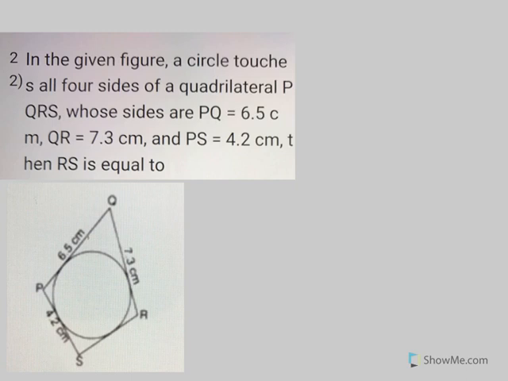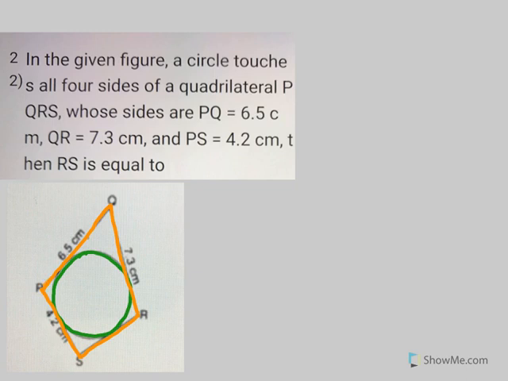In the given figure, a circle touches all 4 sides of the quadrilateral PQRS. So here is your circle, and it touches the sides of the quadrilateral. This is your quadrilateral PQRS. And you have done this proof. If this is the case, you have already proved it in your NCERT.